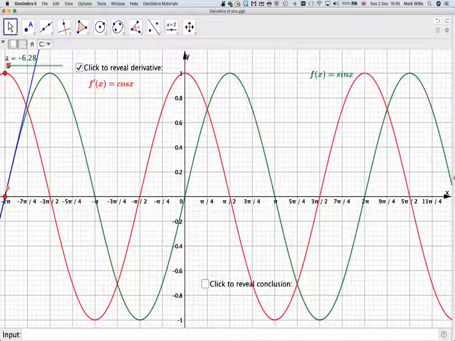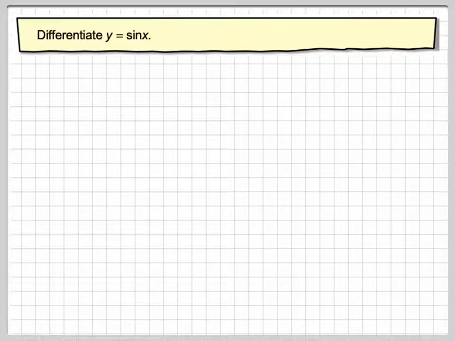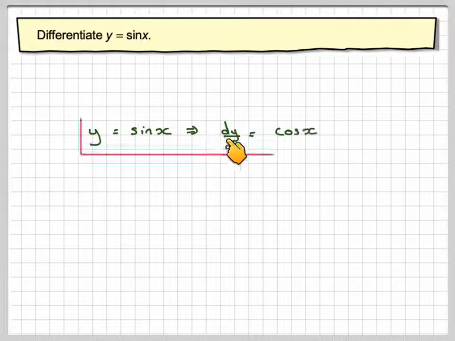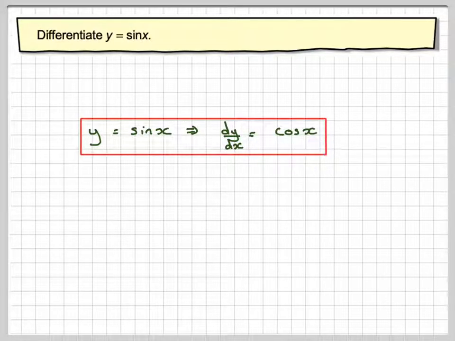So the conclusion will be, if y is equal to sine x, dy by dx will be equal to cos x. And like I said, I'll put the link to this GeoGebra applet in the notes of this video. So the conclusion is, if y is sine x, x measured in radians, then dy by dx will be equal to cos x. So this has been a video to show you how to find the gradient function or the derivative of sine x using a graph.